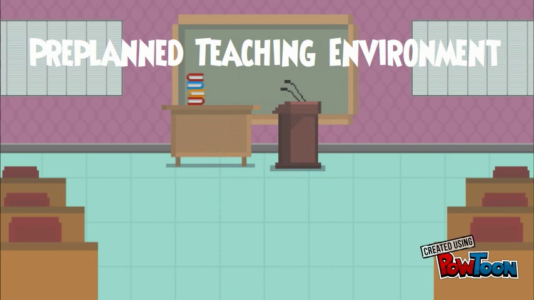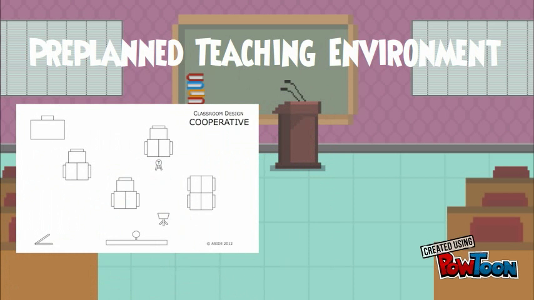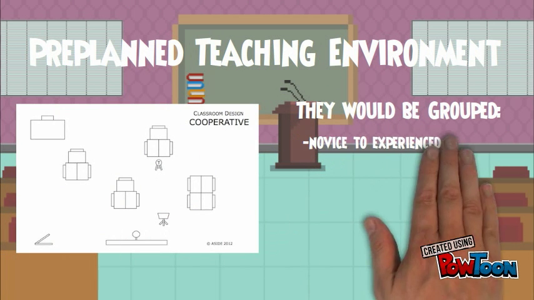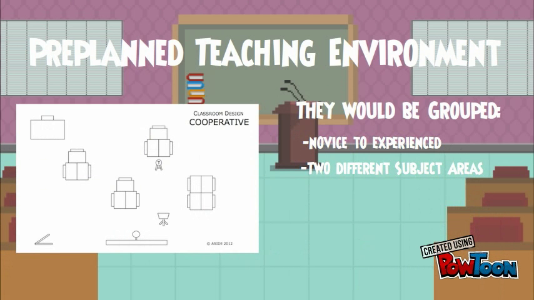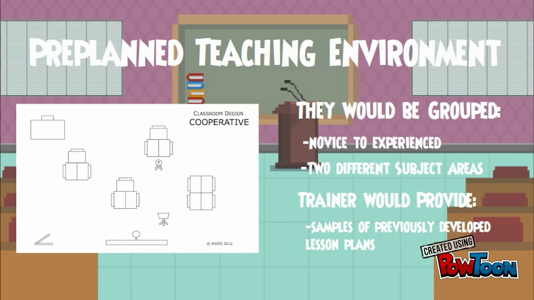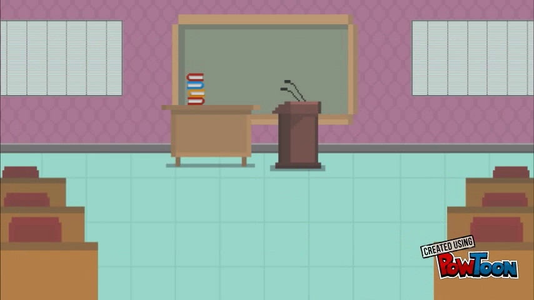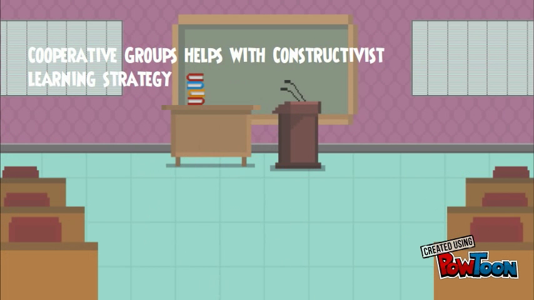The teaching environment would include the trainer having tables already set up in a cooperative group format. The groups would include trainees with a range of experience from novice to experienced. The groups would include at least 2 teachers from 2 different subject areas and an assortment of lesson plans already being used. Cooperative group format can help to meet all of the 3 concepts of constructivism.